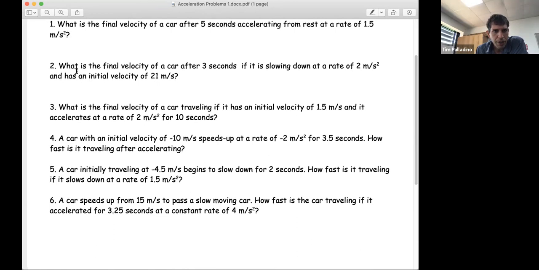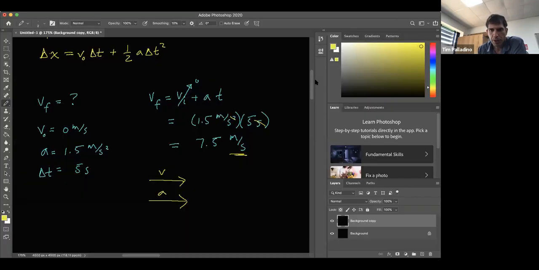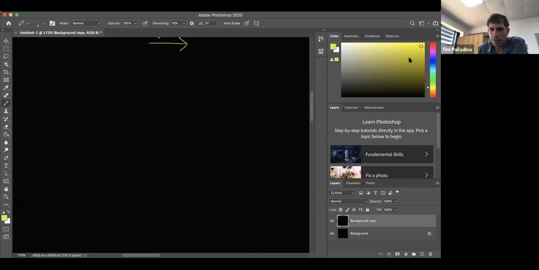If we look at number 2 together, it says, what is the final velocity of a car after 3 seconds if it is slowing down at a rate of 2 meters per second squared and has an initial velocity of 21 meters per second? First, I would like to summarize that information. Can you guys help me? I think we're looking for the final velocity again, so I'm going to write v final equals a question mark. The initial velocity was 21 meters per second, is that what it was? Yeah.